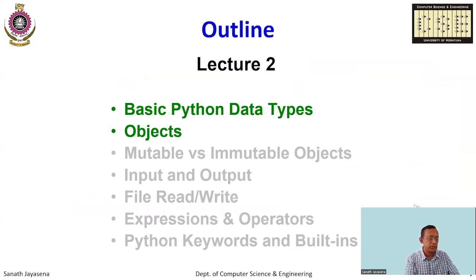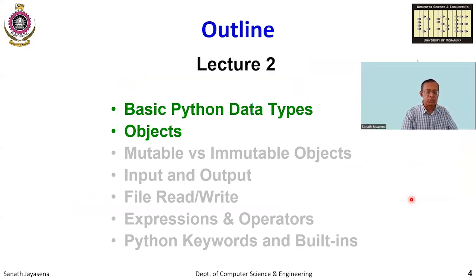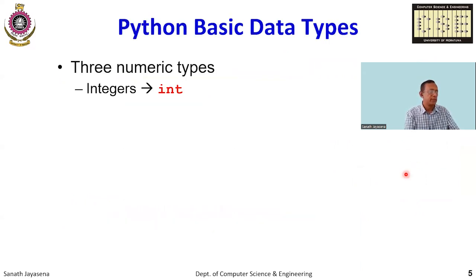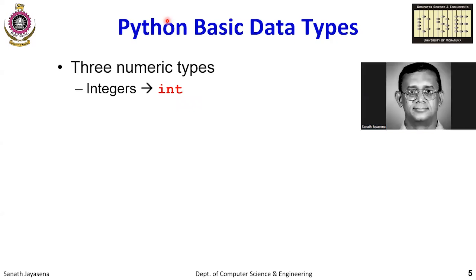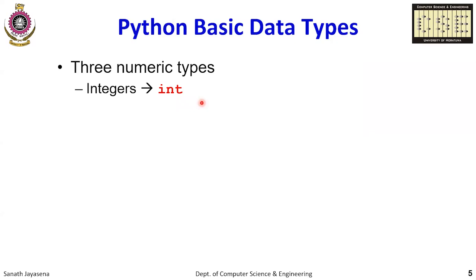So this lecture, as usual, will be divided into several parts. Let's start part 1 by looking at the basic Python data types and objects. Let's proceed. So here are the basic Python data types. So what do we mean by data type?